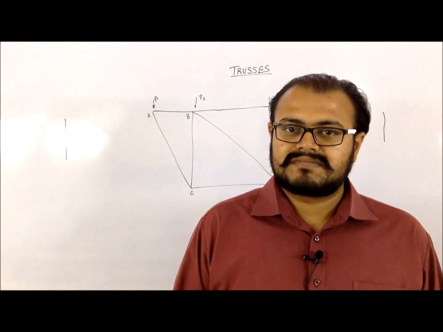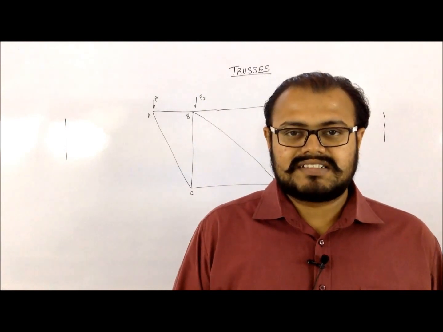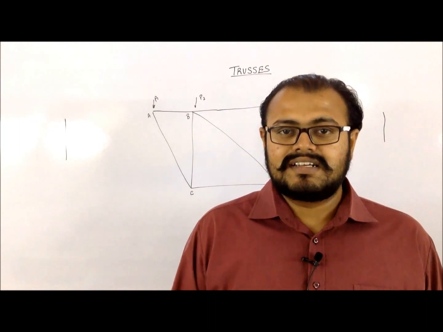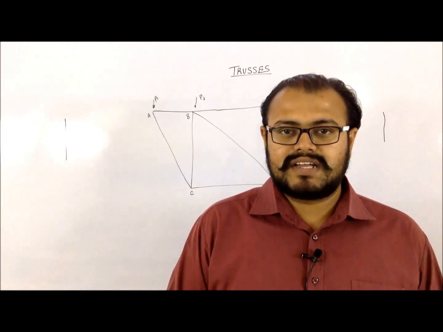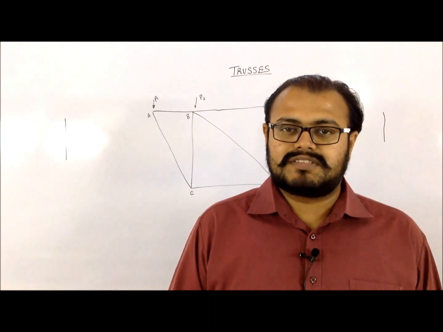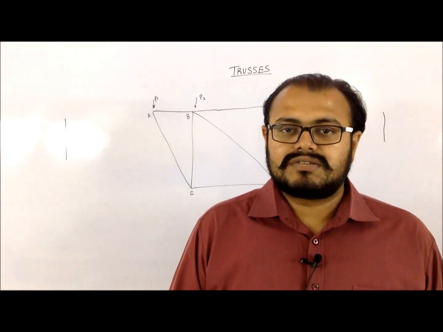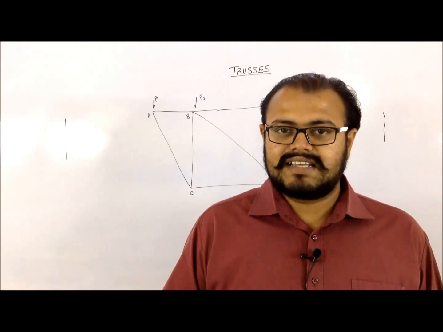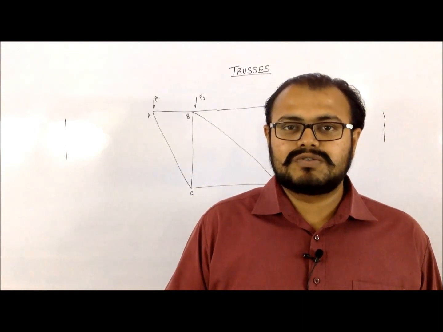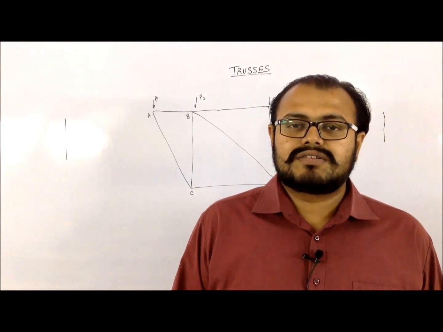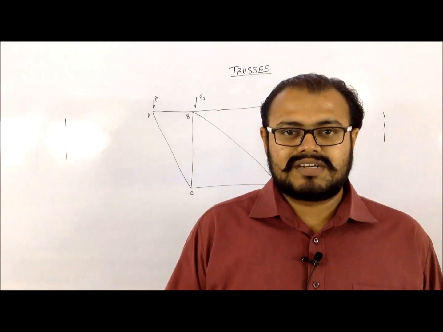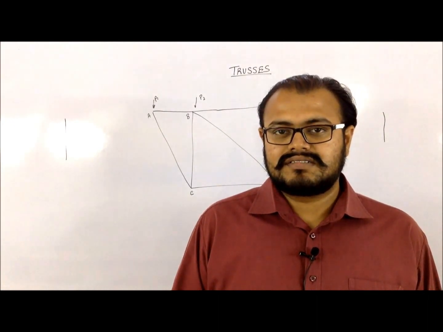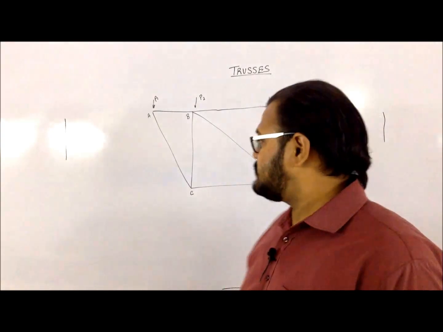The second criterion is that whenever you are taking a section, you have to cut the truss in such a way that you get 2 separate parts from it. So it shouldn't be such that only 3 members are cut and there is still a connection between the 2 sections of the truss. The section should cut the truss through and through into 2 parts. So let us consider this example over here.